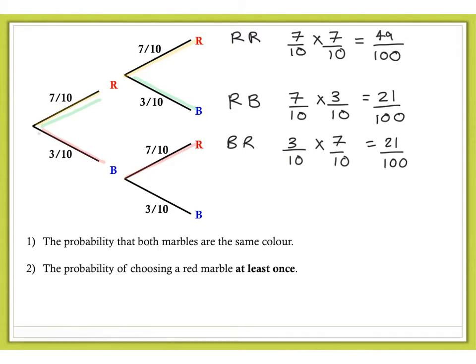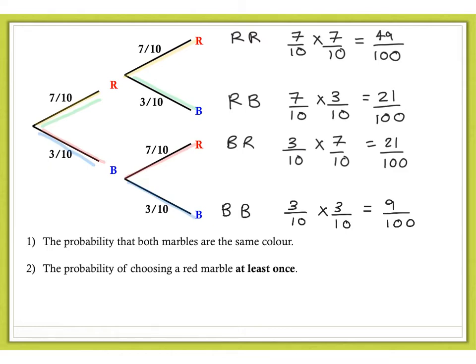The last possible path is this one followed by this one, which is where we pull out a blue marble and then another blue marble, which is 3/10 multiplied by 3/10, which gives us 9 over 100. So there are 4 possible outcomes again, but because pulling out a red marble and a blue marble are not equally likely, we end up with different probabilities at the ends of the branches for each of these possible outcomes.